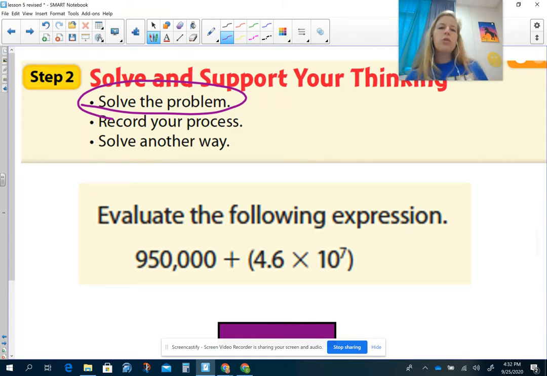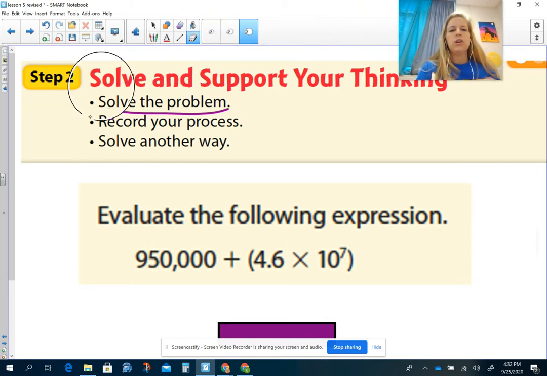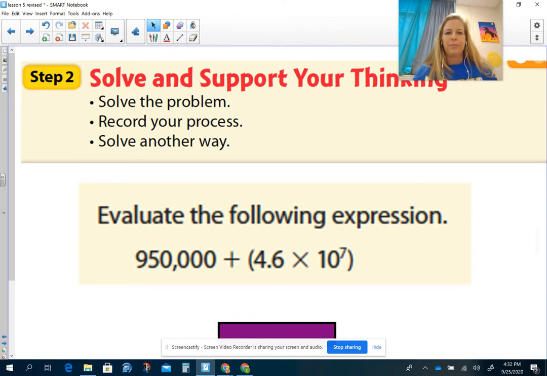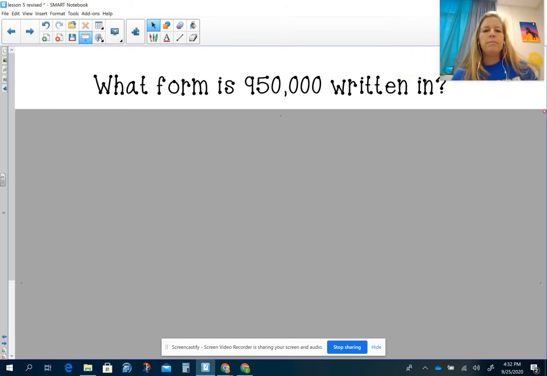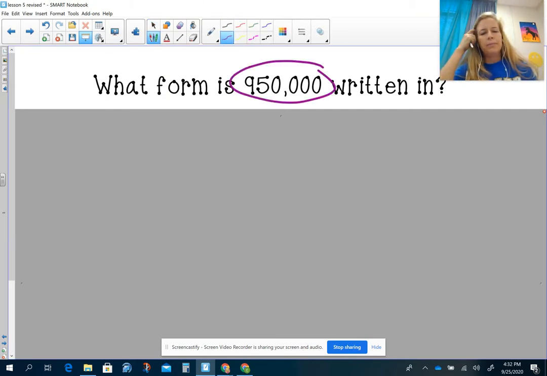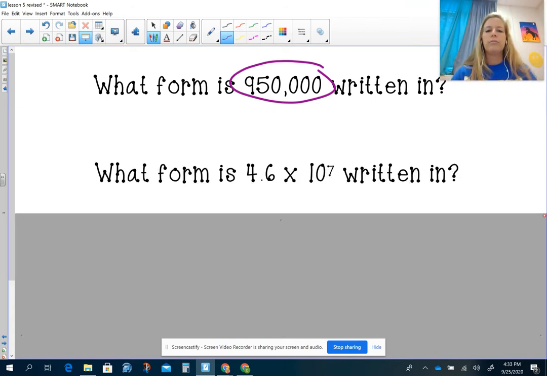So there's more than one way to solve this, okay? We're going to work on one way. So what I want you to do, we're going to look at these numbers like this first. So what form is this number written in, this 950,000? What form is that written in? Did you say standard? Because you're right. Good. It's written in standard. It's all the way out. Okay. What form is that one written in? This one right here. Scientific. Okay. How do you know it's in scientific notation?